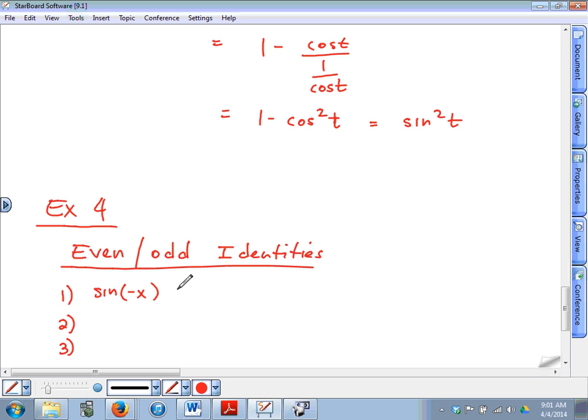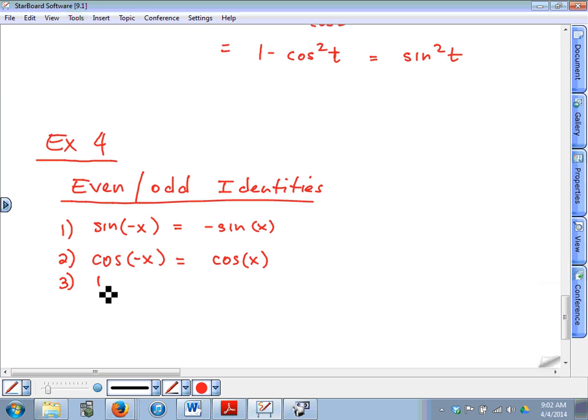So if sine of negative x is equal to negative sine of x, what kind of function would you call that one? That's an odd function. Cosine of negative x is equal just to cosine of x. It's an even function. And tangent of negative x is equal to negative tangent of x. That's an odd function.